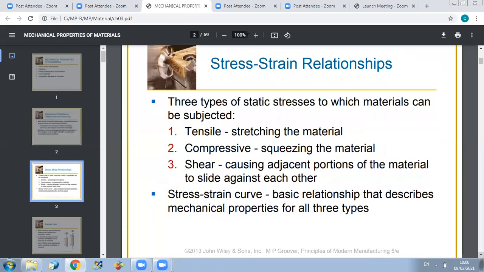So now to start with, we will talk about stress-strain relationships. We have three types of static stresses to which materials can be subjected. We can have the tensile stresses, in which case the material is stretched. We can have the compressive case where the material is squeezed. And we have the shear type, causing adjacent portions of the material to slide against each other. And for all cases, we can draw what is called a stress-strain curve, which is the basic relationship that will describe mechanical properties for all three types. And we will learn together how to determine properties of materials from this graph.